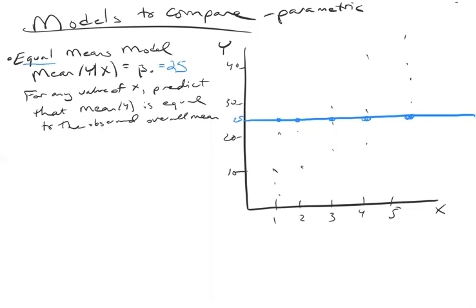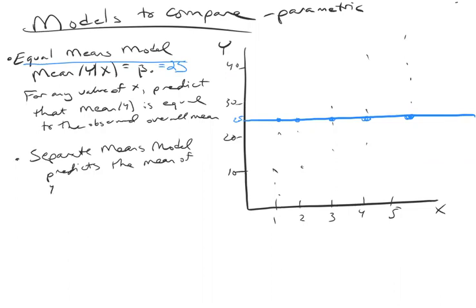So equal means model. Another model that we might then think of is called the separate means model. That is also what it sounds like. If we have an x variable that divides the data up into groups, as we do here, so that x has to be an integer, 1, 2, 3, 4, or 5, so I've divided the data up into 5 groups. A separate means model predicts the mean for y that was observed in each group, ignoring all the other groups.